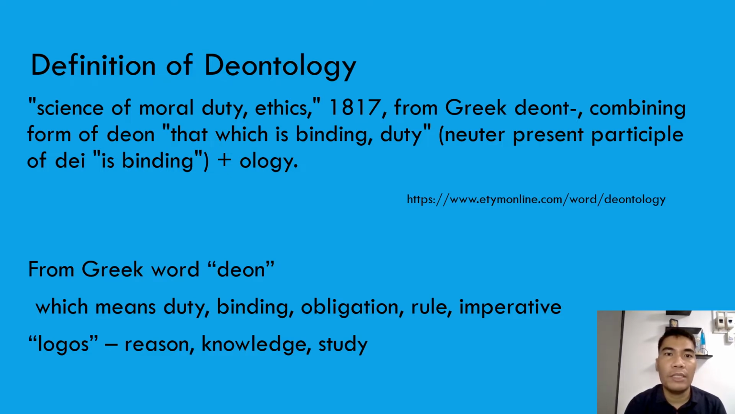So deontology is defined as an ethical theory that the morality of an action should be based on whether that action itself is right or wrong, under a series of rules, rather than based on the consequences of the action. An example of deontology is the belief that killing someone is wrong.